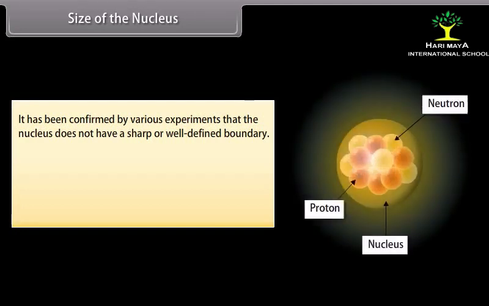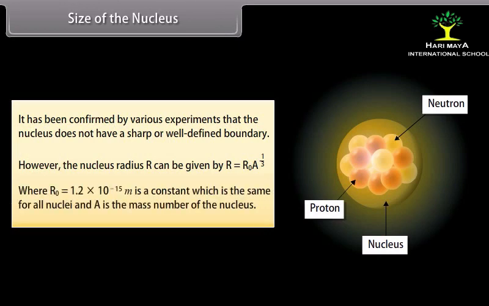Size of the nucleus. It has been confirmed by various experiments that the nucleus does not have a sharp or well-defined boundary. However, the nucleus radius r can be given by r = r0 × A^(1/3), where r0 = 1.2 × 10^-15 m is a constant which is the same for all nuclei, and A is the mass number of the nucleus.